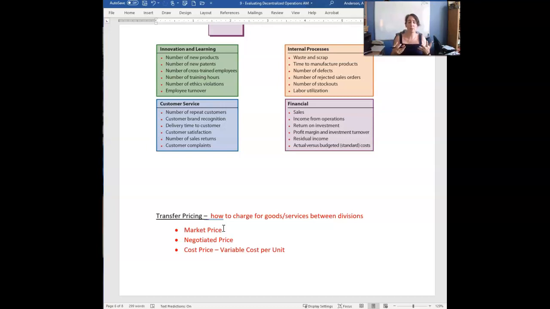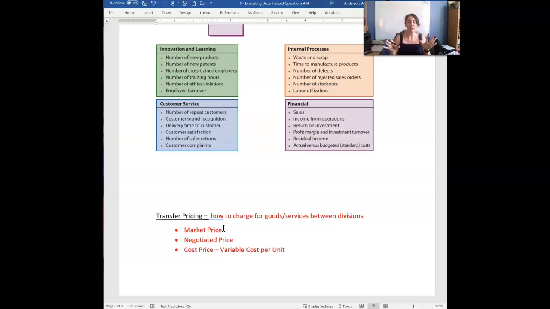One is the market price approach, meaning if you've got company A and company B all within the same company overall, but you've got one segment and another segment, company A and B. Maybe company A has something company B wants, so they could turn around and sell it to them for the same price they would sell it to anybody else for. That would be the market price.